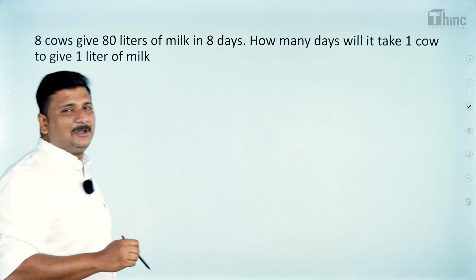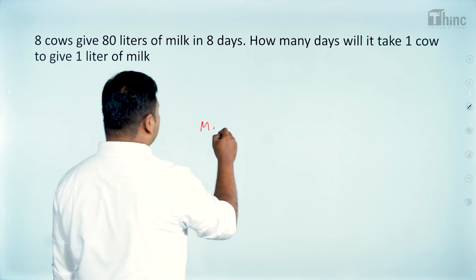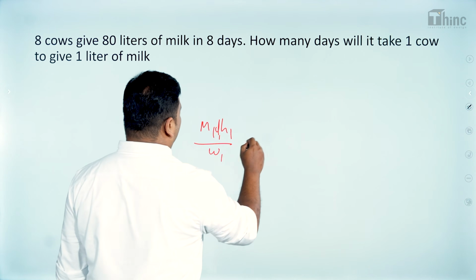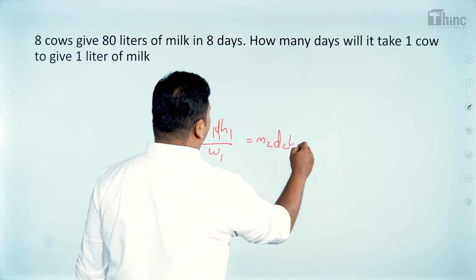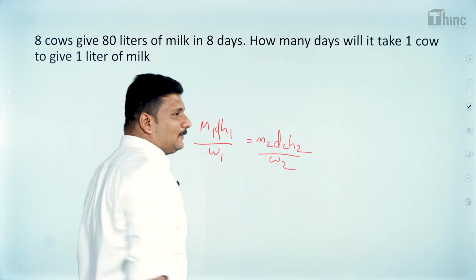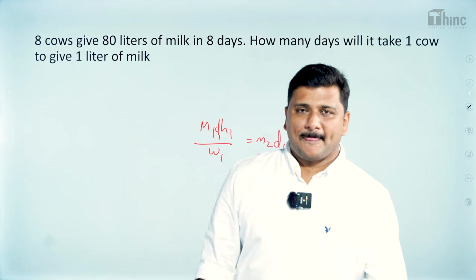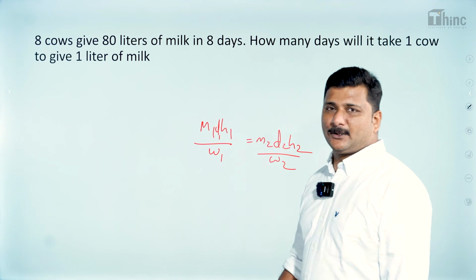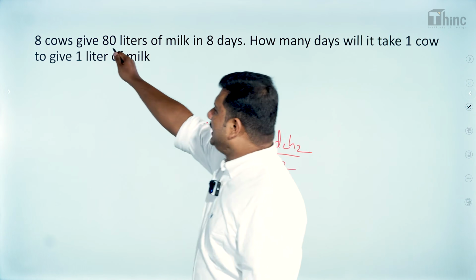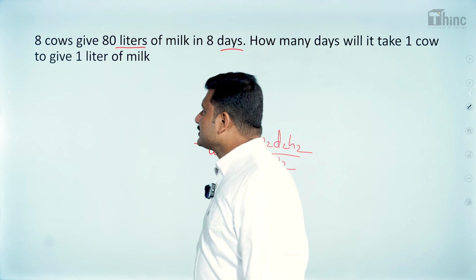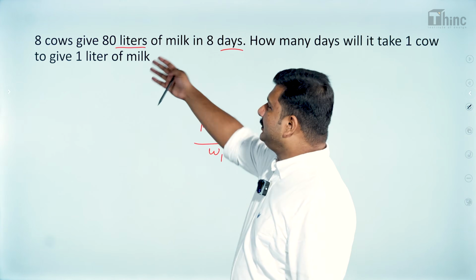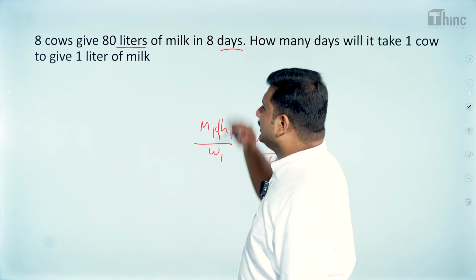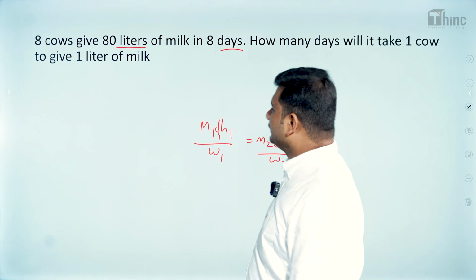The equation we have is M1 D1 H1 by W1 equals M2 D2 H2 by W2. Now instead of men working here, we have cows working, right? So instead of men, we have to put the number of cows. 8 cows will produce 80 liters of milk in 8 days. We know the value which corresponds to the work they are doing. So W1 is 80 and D1 is 8 and the number of cows is 8.